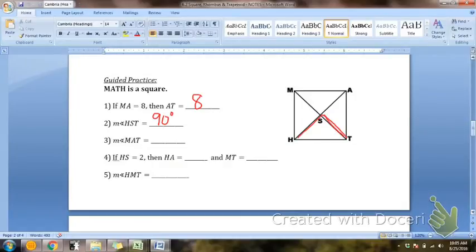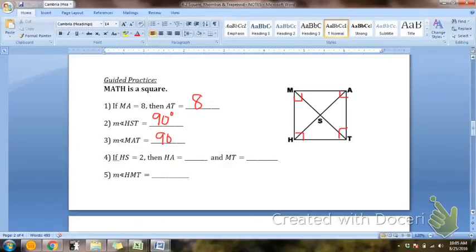Okay, next one is angle MAT. Tracy, how much is angle MAT? 90. Is that a question or a confident answer? Somewhat confident. It should be a really confident answer. MAT is also 90 because remember, a square has all the properties of a rectangle, and a rectangle has all 4 corners as right angles. So this is also 90.